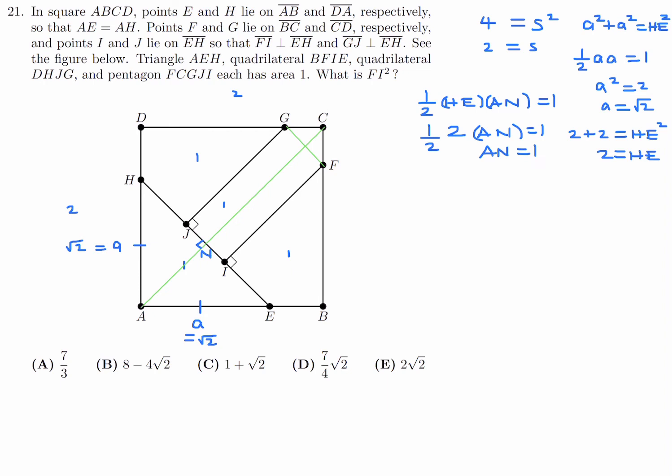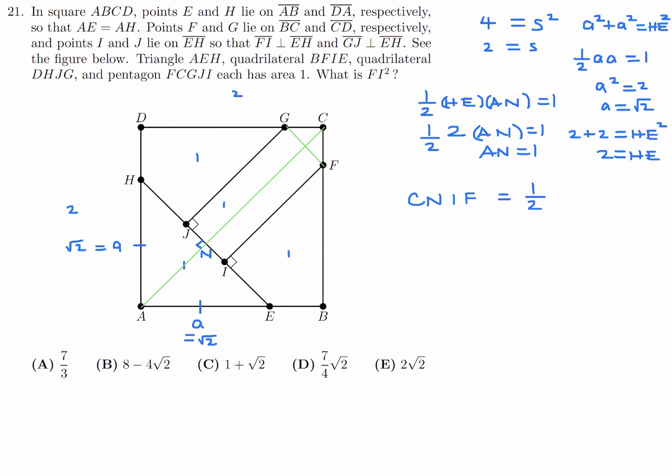Now at this point, my strategy is to involve this trapezoid, CNIF, that trapezoid right there. Now, it's half of this pentagon, and the pentagon, they told me in the question, has an area of 1. So CNIF would have an area of half of that, so that's a half.